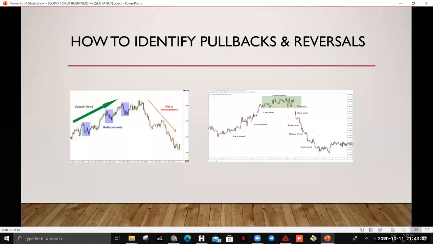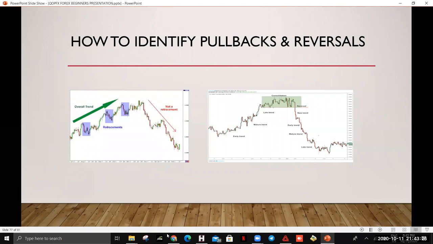So the difference between pullbacks and reversal: pullbacks are temporary falls for you to continue on that same trend. If it's an uptrend, it's just a pullback, for you to, like I told you, breathe in and breathe out. You are going back to pick another entry to continue your journey up. But when you hear of a reversal, it means that the trend has changed from uptrend to the other trend. That's the difference between a pullback and a reversal. I hope you're understanding me.